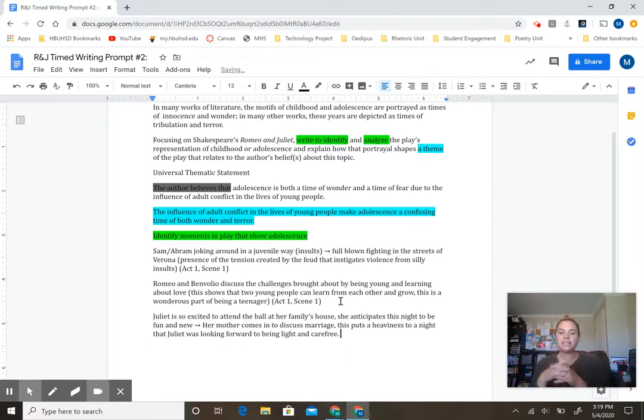I get the sense that she really wants to just experience some things first, right, before she settles into marriage. I mean, her literal response is about marriage. It's an honor that I dream not of. I can never forget her response. So we have Act One, Scene Three here.